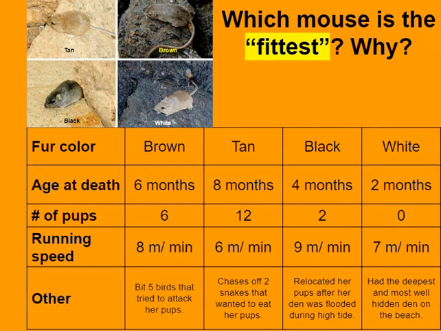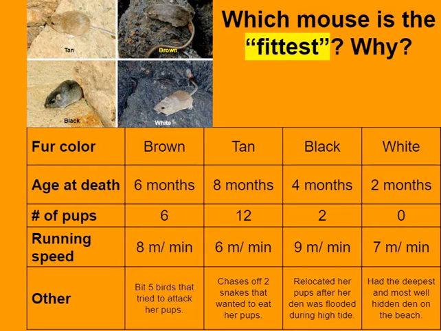So here's the chart with some of the things about each of these mice: the fur color, age at death, number of pups. Pups are the term for babies. So the number of babies that each of them had, the speed at which they ran, and that's in meters per minute, and then other things that are kind of like motherly behaviors.